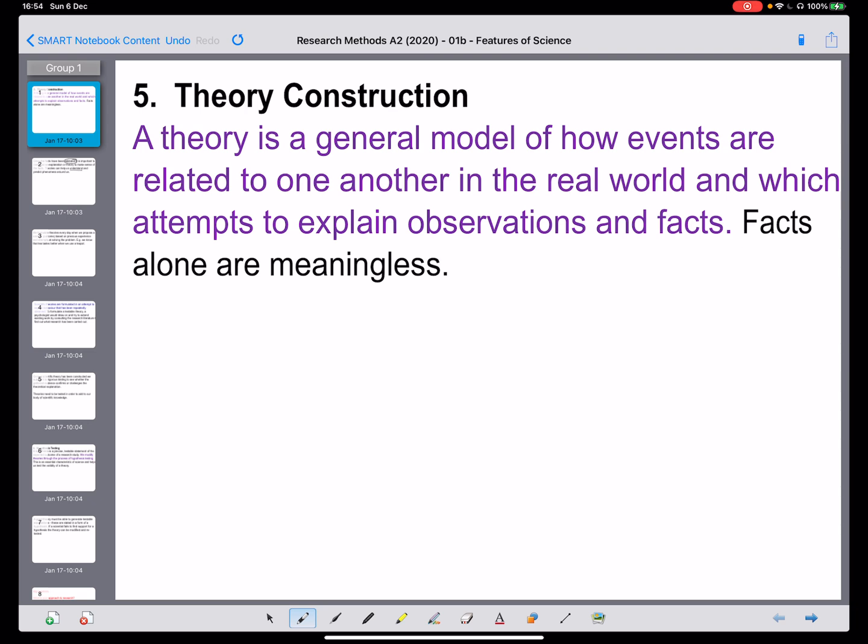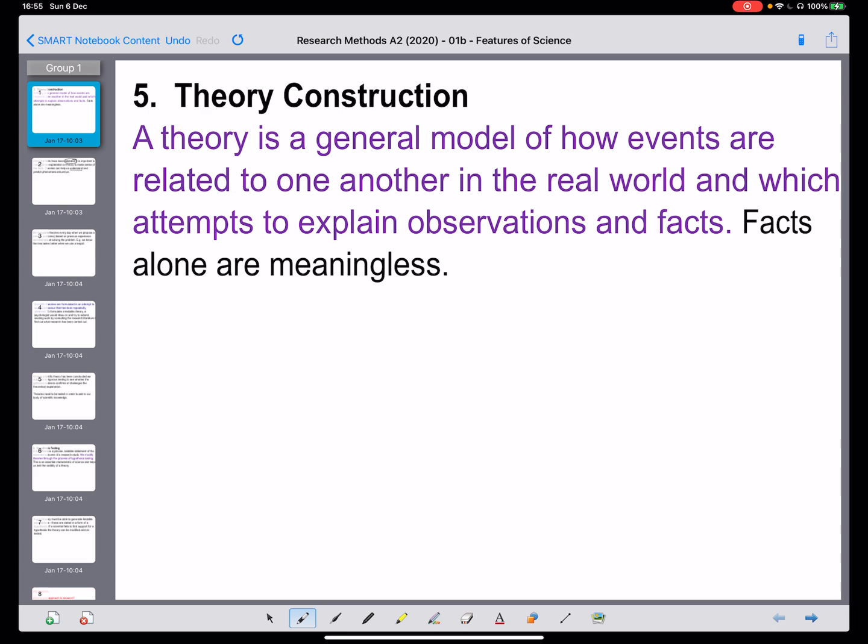In the previous video we ended with this slide on theory construction, having discussed the Popper concept of falsifiability, this idea that any good objective science or feature of science should require us to be able to falsify something, to be able to disprove something.